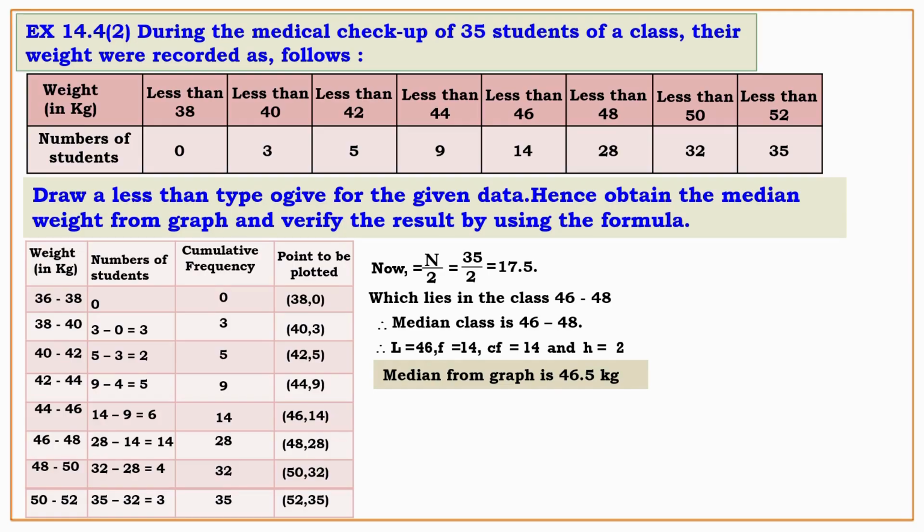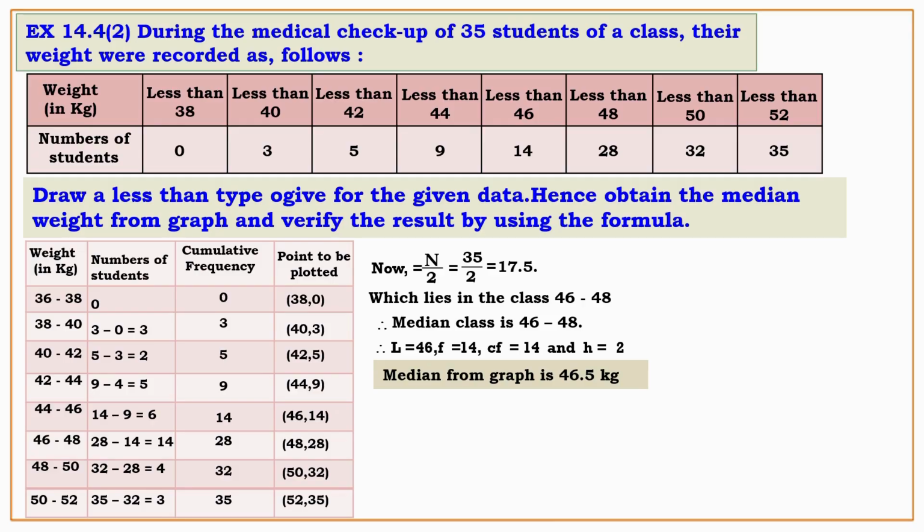You remember that in the formula, first we need to find the n by 2 value, that is 17.5, which lies in the class 46 to 48, right? Because we have to find the cumulative frequency that is just greater than n by 2. So here, greater than the value 17.5: after 14 we have 28 in the cumulative frequency. So the 28 row is the cumulative frequency we have to consider.